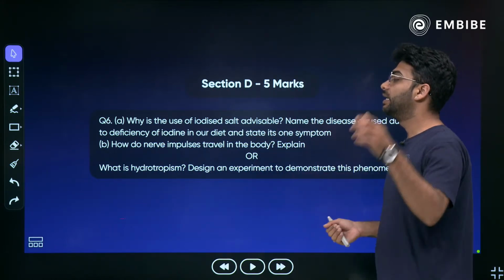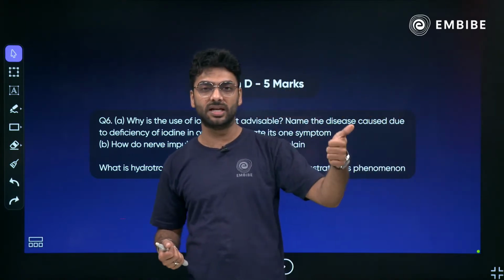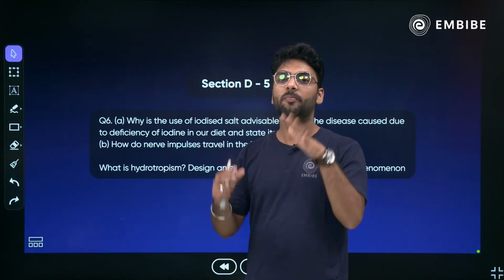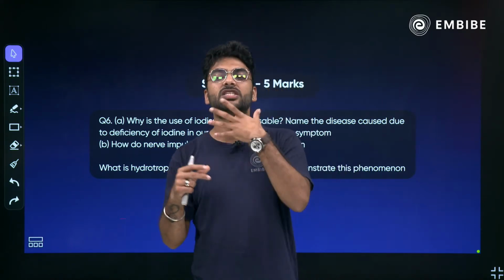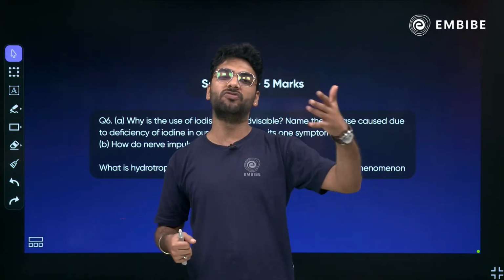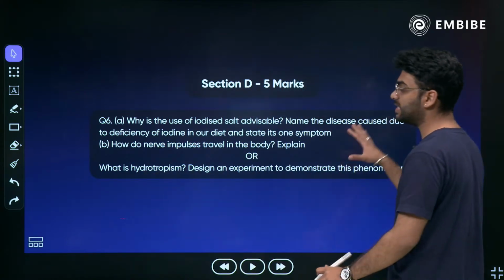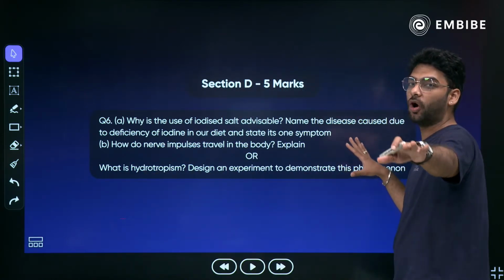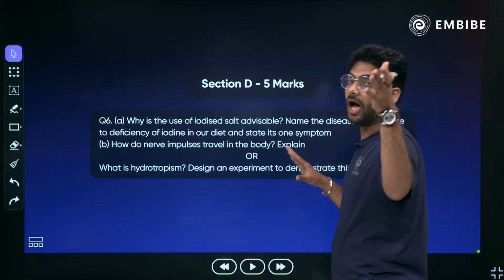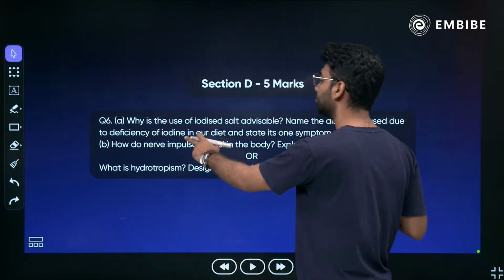Then name the disease caused due to the deficiency of iodine in our diet and state one symptom. The symptom is swelling in the throat, puffy fingers. Swelling in the throat, puffy fingers, fatigue. All of these are the symptoms of hypothyroidism. The disease caused is simple goiter due to hyposecretion of thyroxine by the thyroid gland.